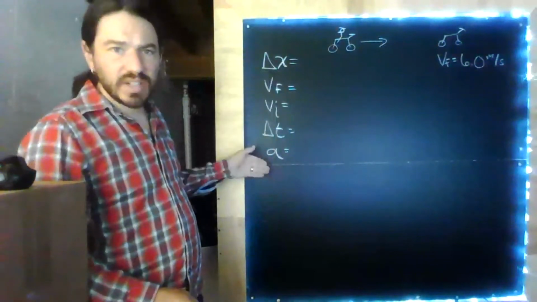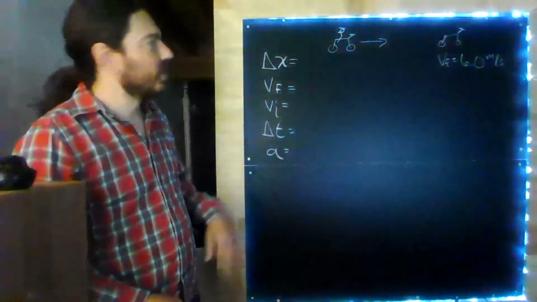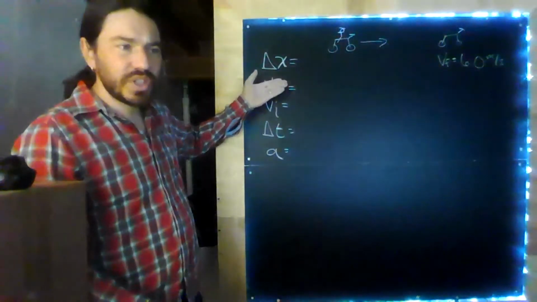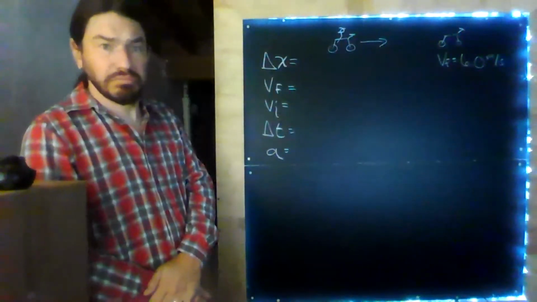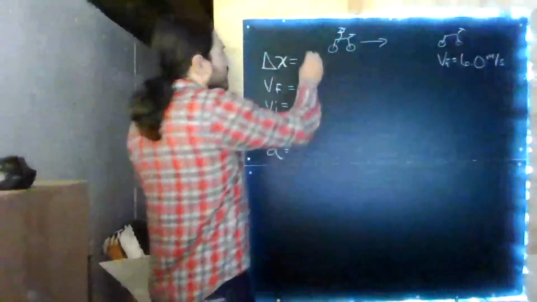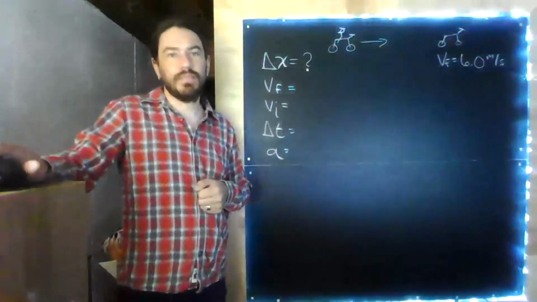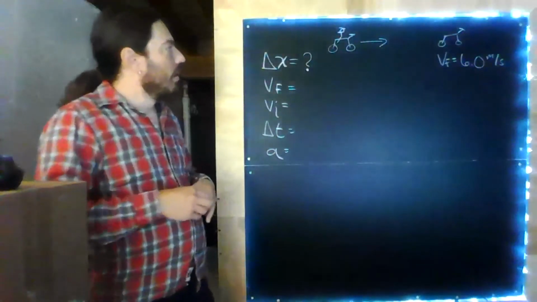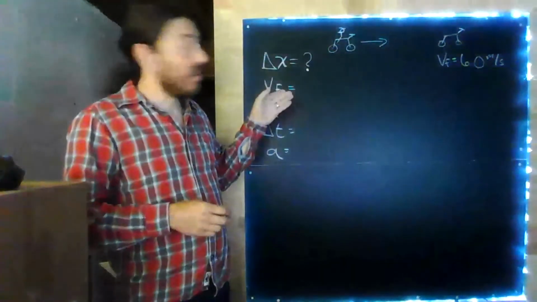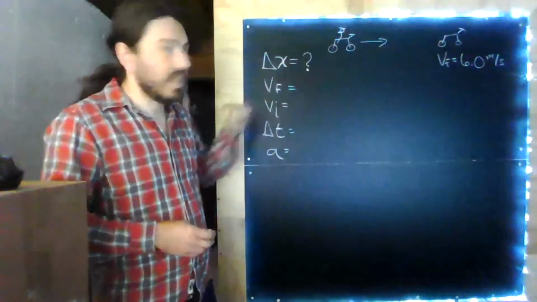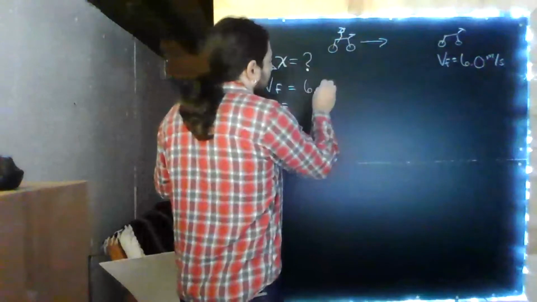Let's fill in our list here, see what we have and what we don't have. Delta x. That's the distance, right? That's a change in position. Did they tell us how far he went? No, they didn't. So we don't know how far he went, so we'll just put a question mark there. V final. Do we know that? Yes, we do. That's 6 meters per second.